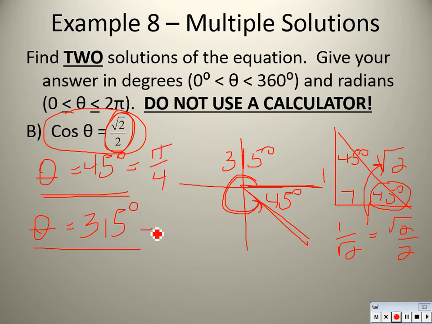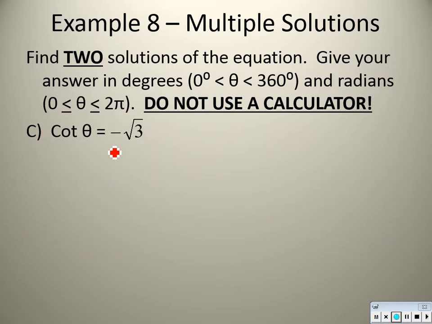315 degrees in radians would just be 7 pi over 4. So just remember, degrees to radians, you're just multiplying the degree measure by pi over 180. So that's part B. And then part C, I have the cotangent of theta equals negative square root of 3.